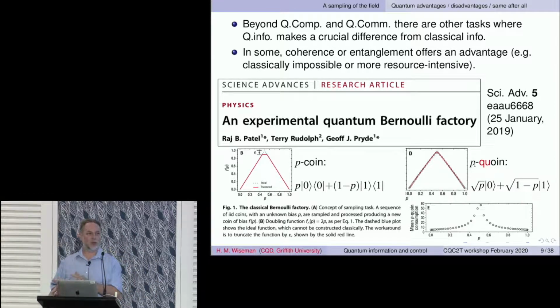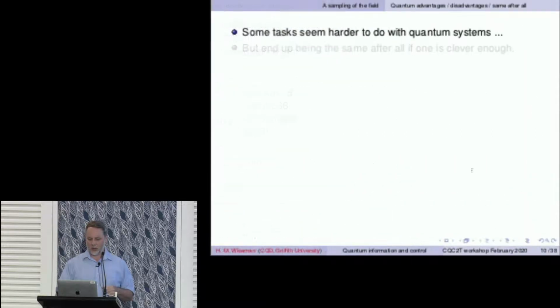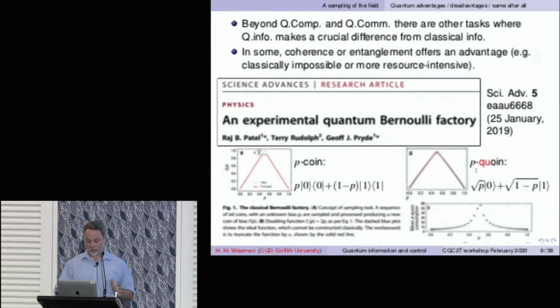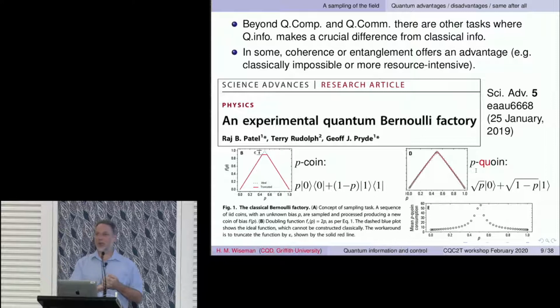what if the problem was phrased not in terms of p coins, but p coins, which is over here, where you're given a coherent superposition of 0 or 1 with the appropriate coherent amplitudes. And so in this problem, it turns out that it's actually much more efficient to be able to turn a p coin into a function of p coin.